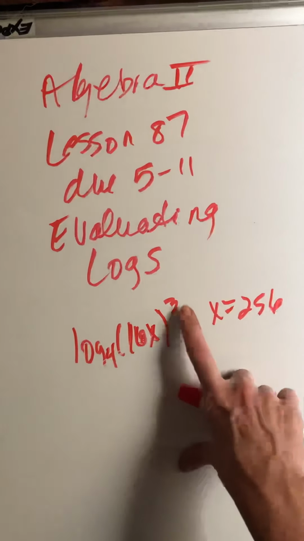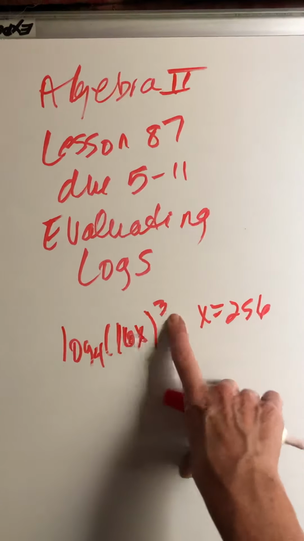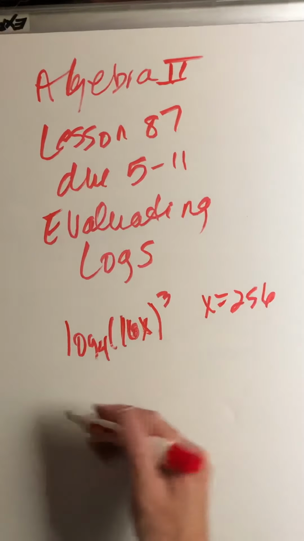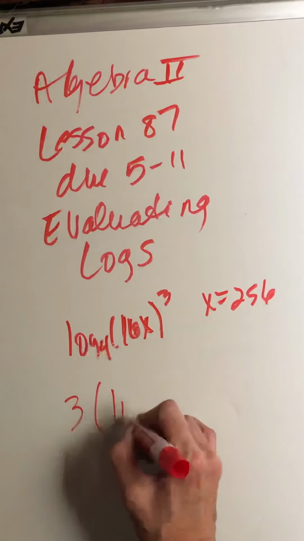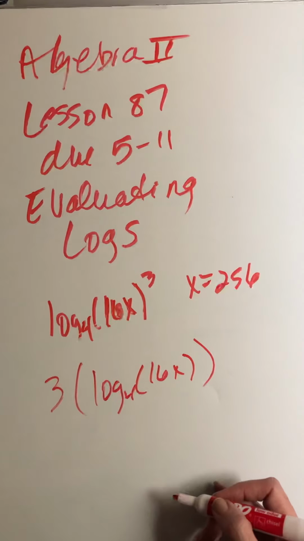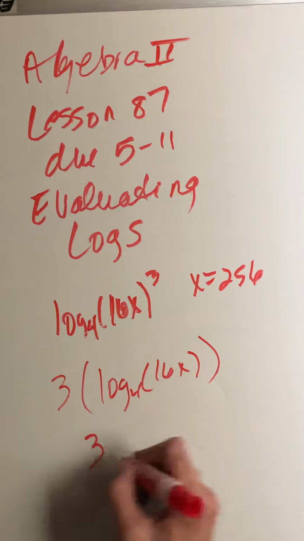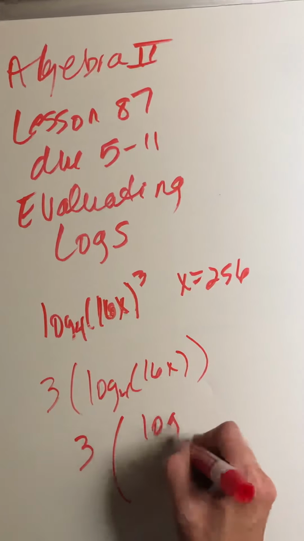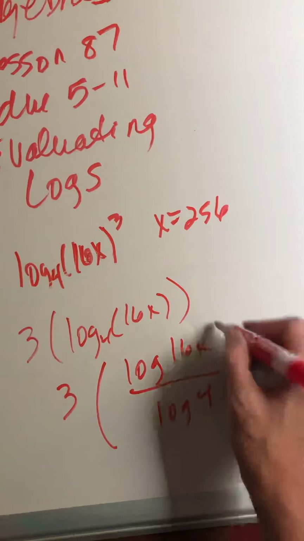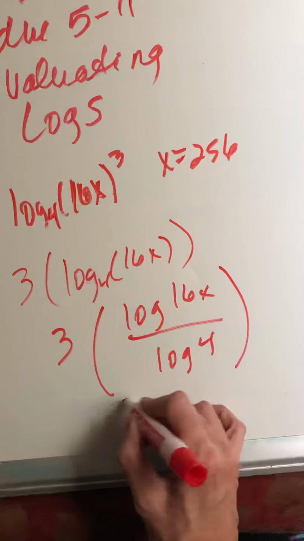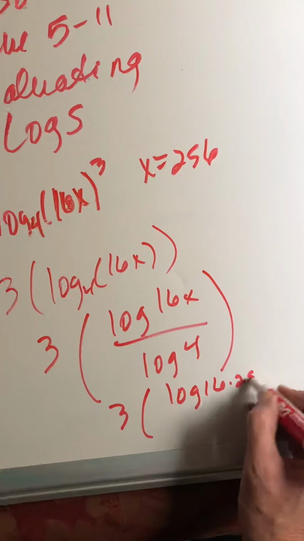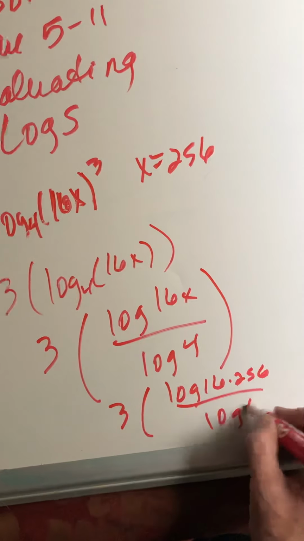The issue is this exponent. You have to go ahead and follow your laws of logarithms, properties of logarithms, and move that 3 in the front and have 3 log base 4 of 16x, okay? Then you can use your change of base formula. So 3 times log of 16x over log 4. Then you can plug in the 256. So 3 times log of 16 times 256, all over log 4.